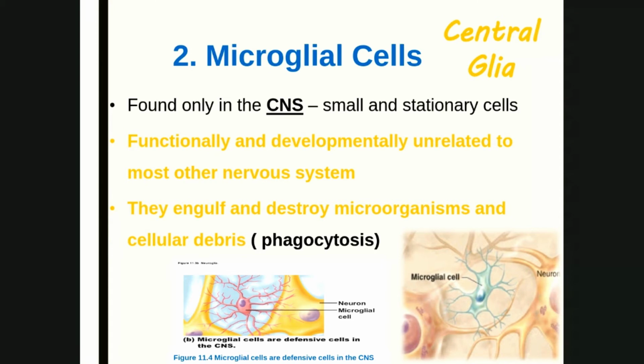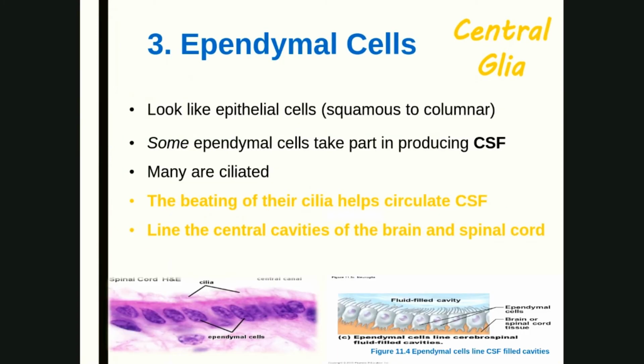Microglia mainly swallow bacteria. That is the phagocytic function of microglial cells, which are scattered all over the brain and spinal cord. Then ependymal cells help in producing the cerebrospinal fluid. There are around 150 ml of cerebrospinal fluid circulating around the brain and spinal cord in the subarachnoid space. This cerebrospinal fluid is secreted by these cells.